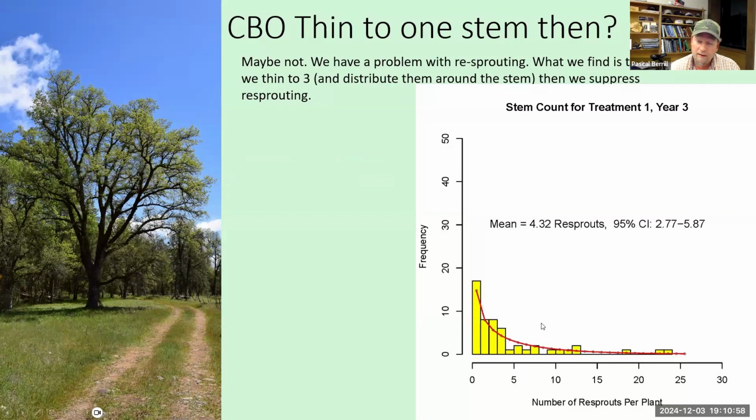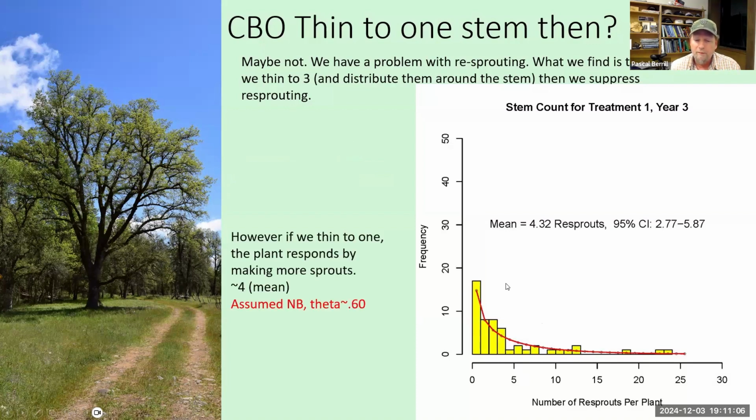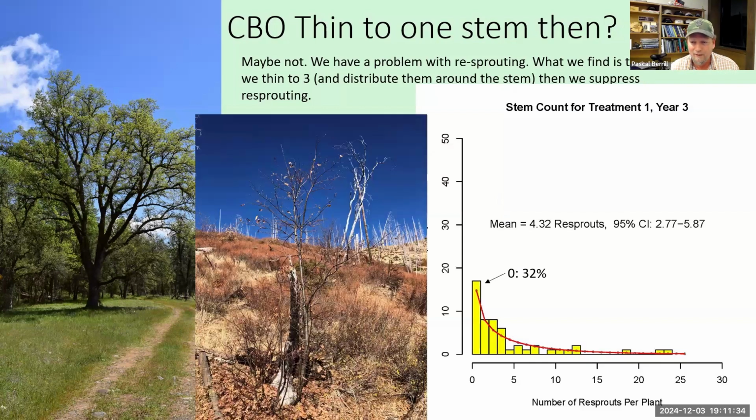Now, this is when you thin down to 1 sprout. What does this mean? This means that when you thin down to leave 1 dominant sprout, the plant responds by making many more sprouts. This was unfortunate, but we did find that about 32% of the thinned clumps didn't resprout, so that's good. But unfortunately, the remainder sprouted quite a lot. So it seems counterproductive to thin all the way down to 1 stem. I wish we'd tried leaving just 2 stems. Oh well, maybe next time.